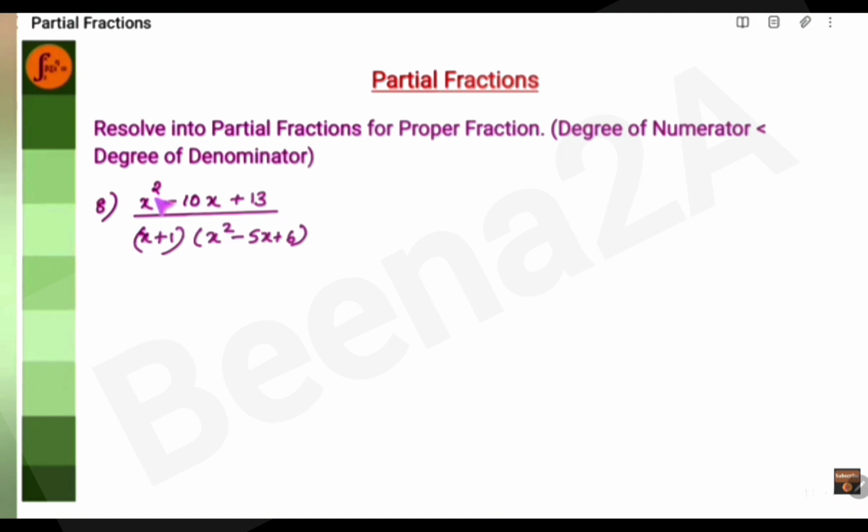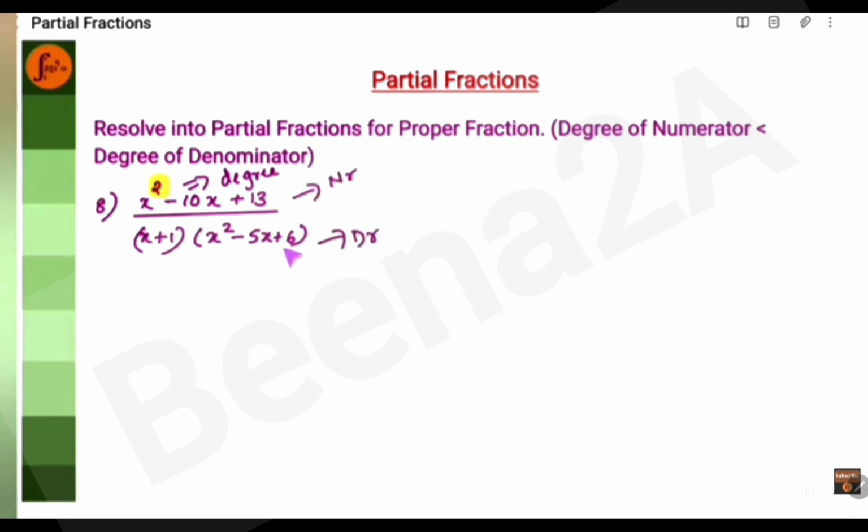Degree is nothing but power of x, right? Here the power of x is 2. Here the power of x is 1, right? Here there is no x. But the highest power of numerator, what is the highest power of numerator? 2. So this 2 is the degree of numerator. So I would call this the numerator and this the denominator.